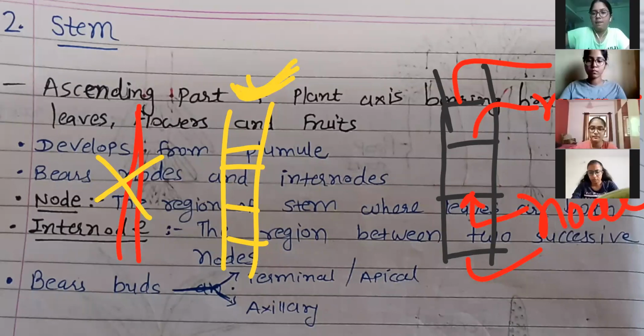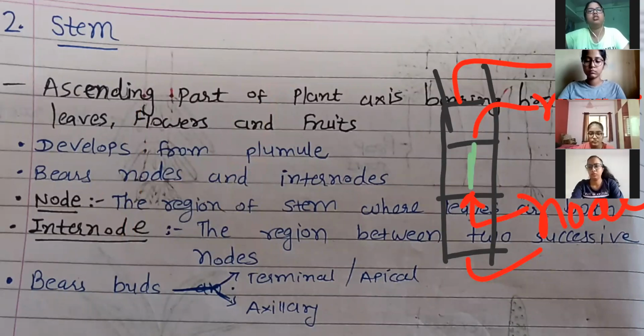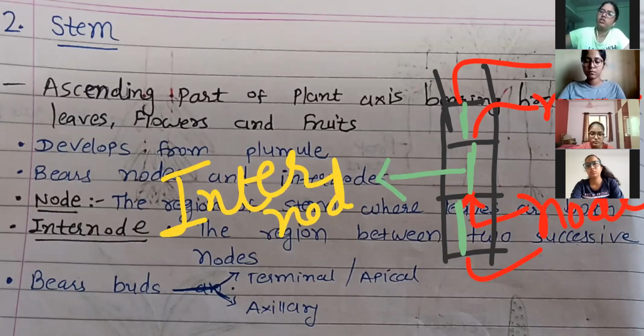Next thing that you should remember: between two successive nodes, this is the successive node, over here successive node, successive node. So between the two successive nodes, the region is present. That region we call the internode, right? So nodes are present and the region between two successive nodes we call the internode.